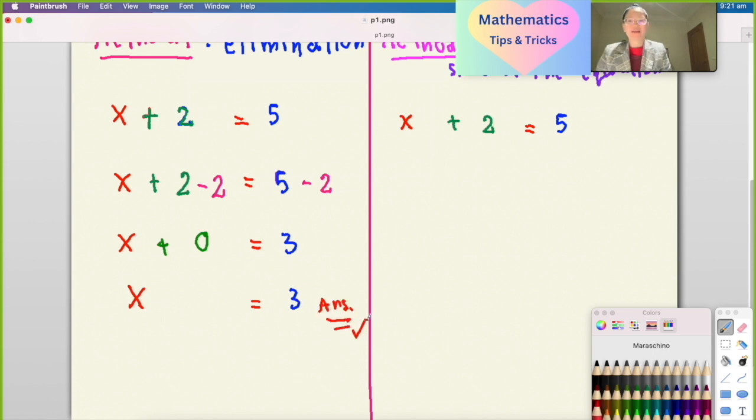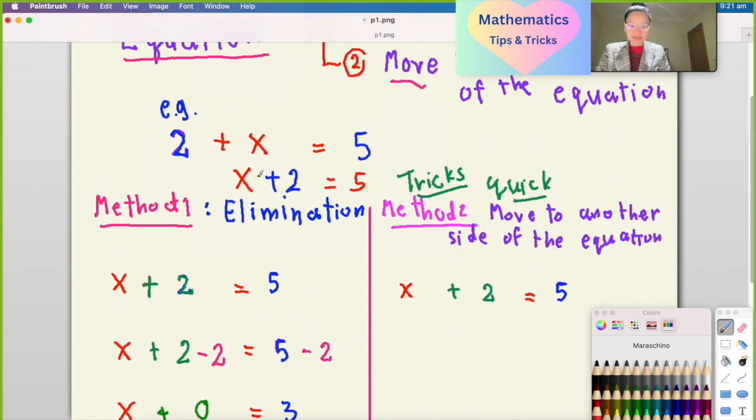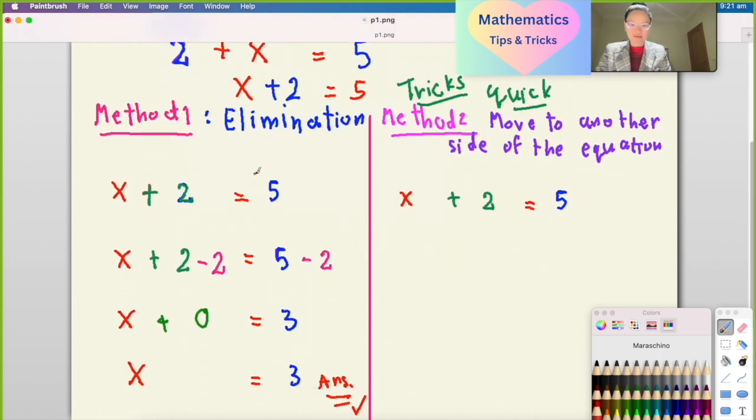Elimination method means you find the number that you want to eliminate. Look again carefully: in the elimination method you find the number that you want to get rid of. If you have plus 2, you have to minus 2, but you have to minus 2 on both sides of the equation. So it's going to be 0, it's gone. Sometimes they just cross it out like this.